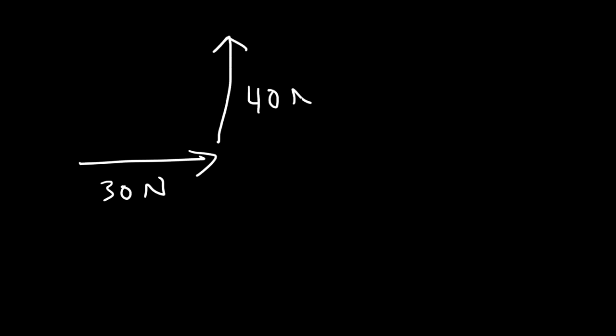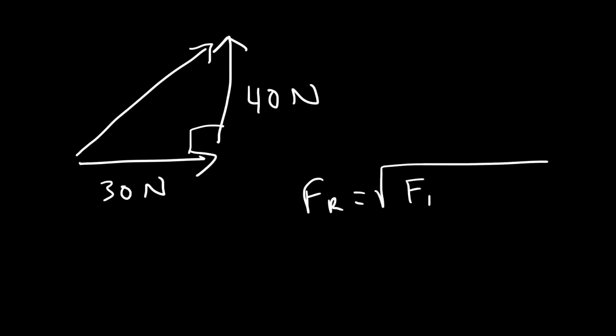Now sometimes you may need to add two vectors that are not parallel or anti-parallel to each other. So let's say we have a 30 Newton force vector directed east and a 40 Newton force vector directed north. What is the resultant force vector? If you have two vectors that are perpendicular to each other, you could find the resultant force vector by finding the length of the hypotenuse of the right triangle that is formed. So therefore, the resultant force vector is going to be the square root of F1 squared plus F2 squared.